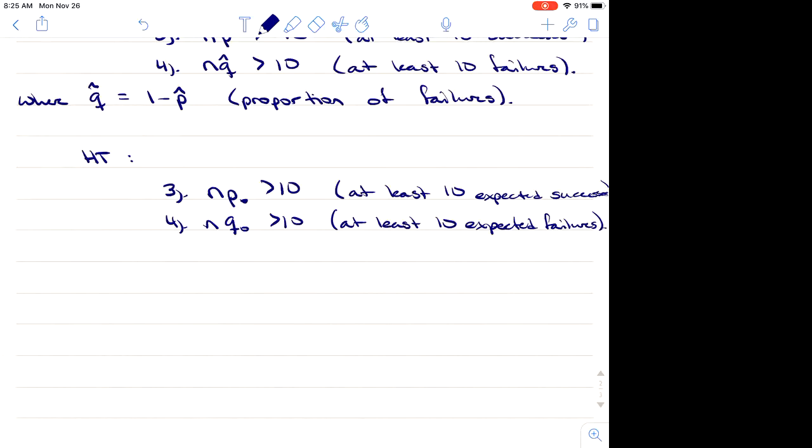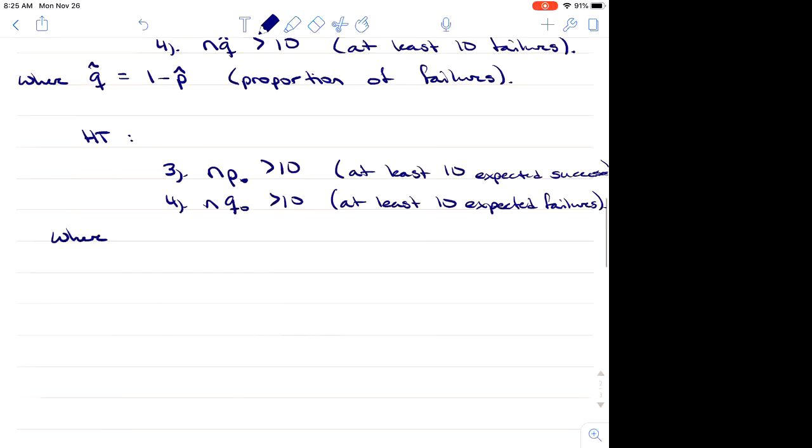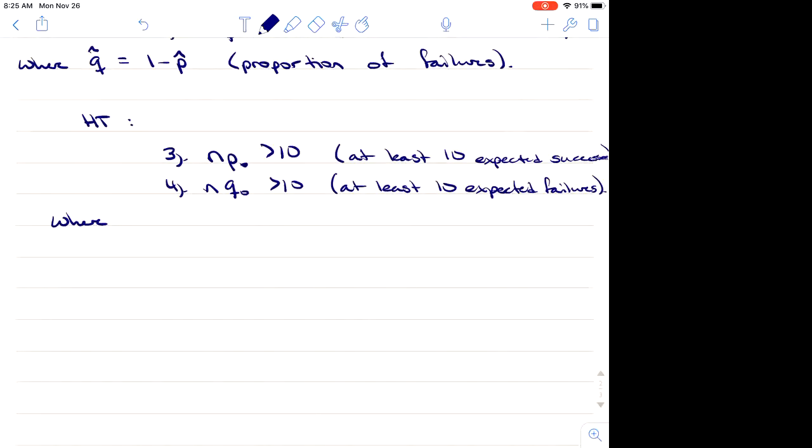Been typing all weekend and writing's a little tough now. So where p naught comes from your null hypothesis, where p naught is from the null hypothesis that p is equal to some hypothesized proportion.